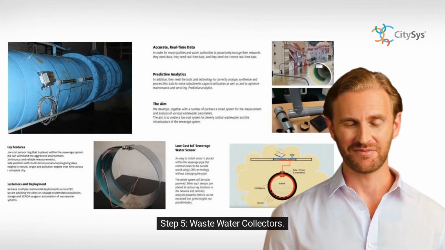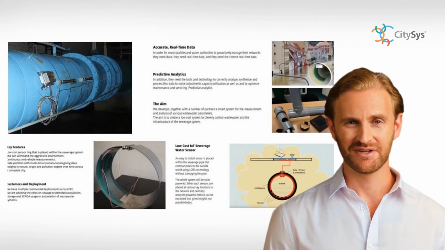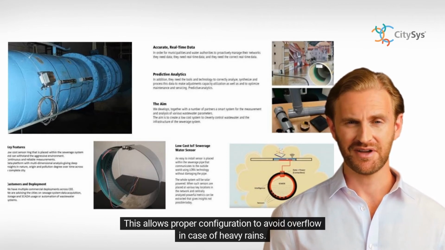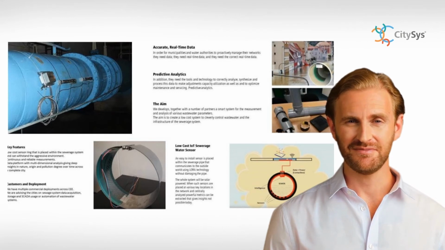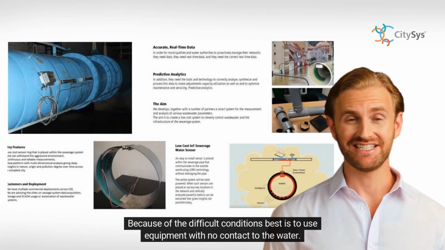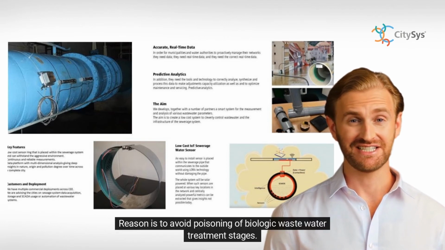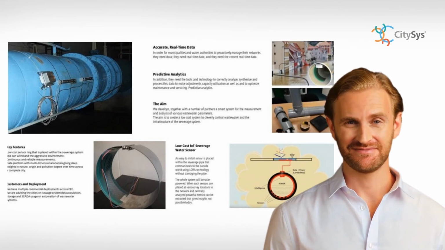Step 5. Wastewater collectors. The wastewater sewers need to be monitored for flow. This allows proper configuration to avoid overflow in case of heavy rains. Because of the difficult conditions, it is best to use equipment with no contact with the water. It is important to monitor toxicity of the sewer water by means of resistance to contamination. The reason is to avoid poisoning of biological wastewater treatment stages.